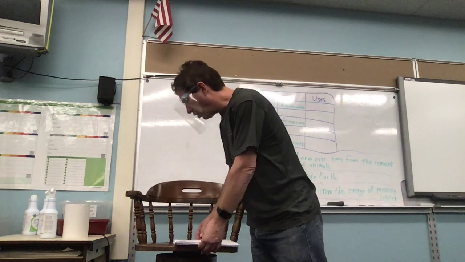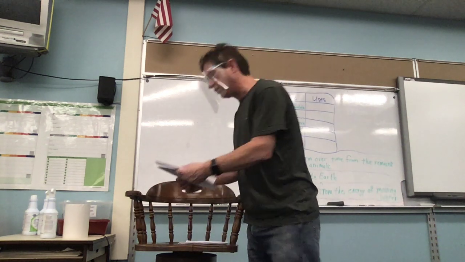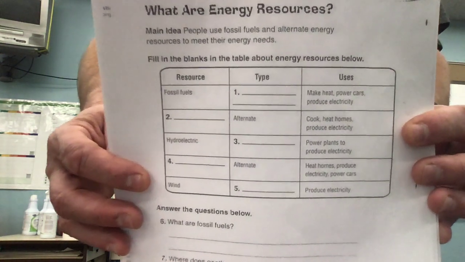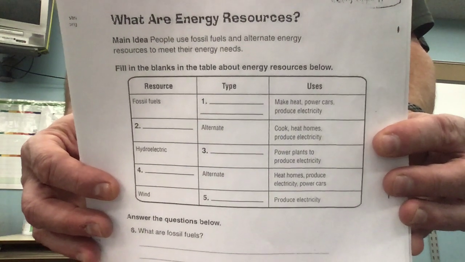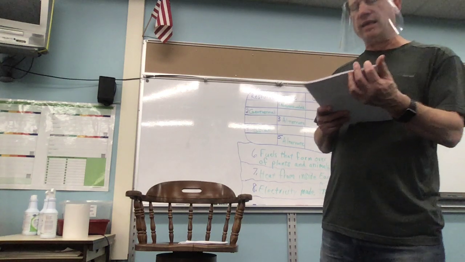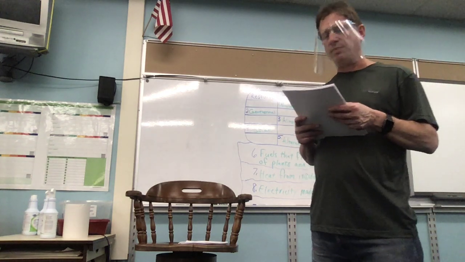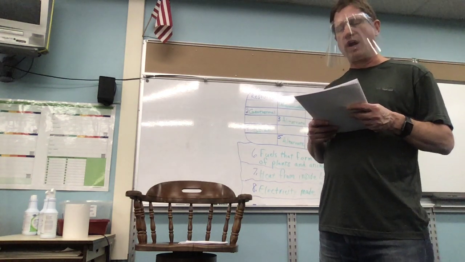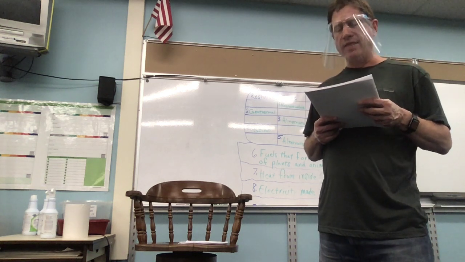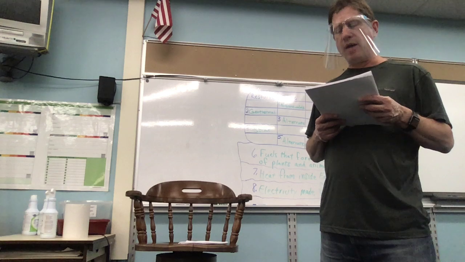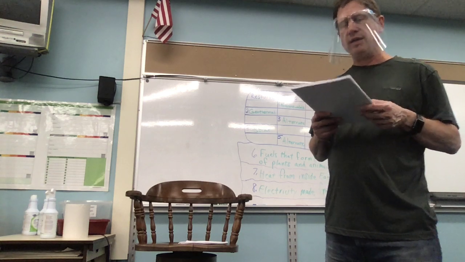Now here at school, we have an extra study guide, and I'll just go over it with you guys. You do not have this at home, but I will review it with you guys so you can see what we are doing at school. So it says, fill in the blanks in the table about energy resources below. The resource is fossil fuels. The type is non-renewable, and the use is make heat, power cars, produce electricity.